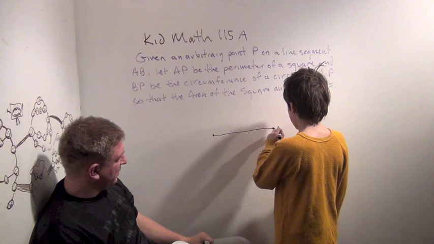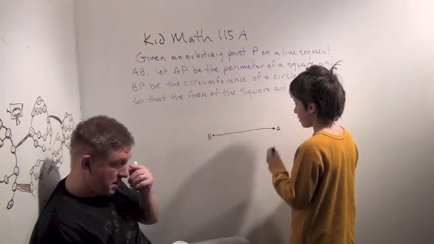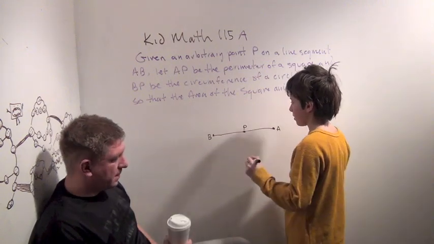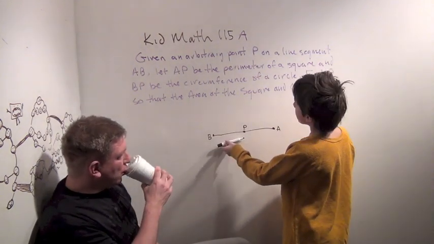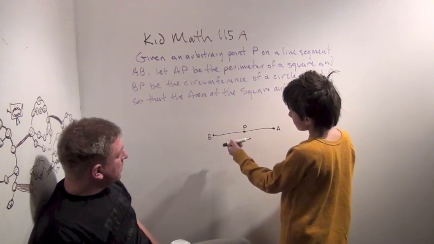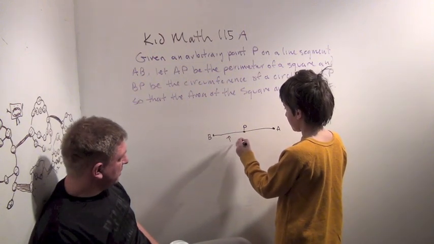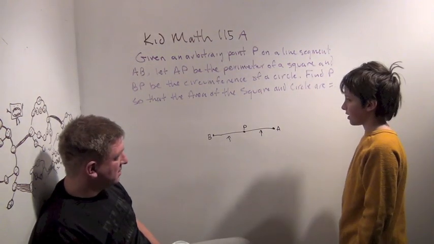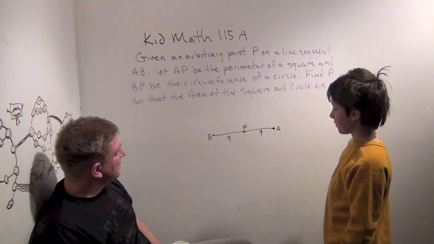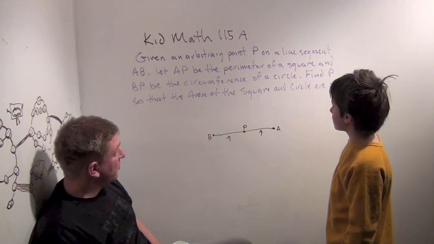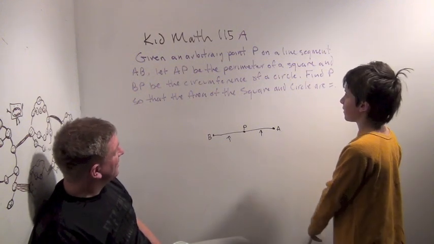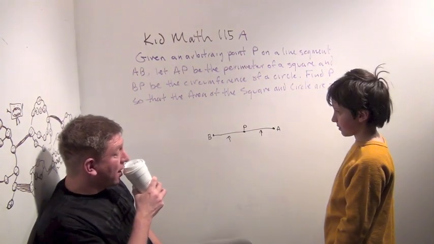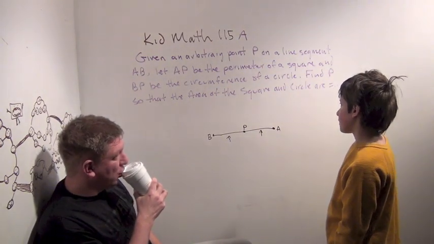We have our line segment AB. And we have our point P here. So this side somehow folds into a circle. And this side folds into a square. Awesome, that's great. And we need the circumference and perimeters to be equal. You sure? The perimeter of a square and the circumference of a circle. Or the area of a square and circle. Yeah, the areas are equal.